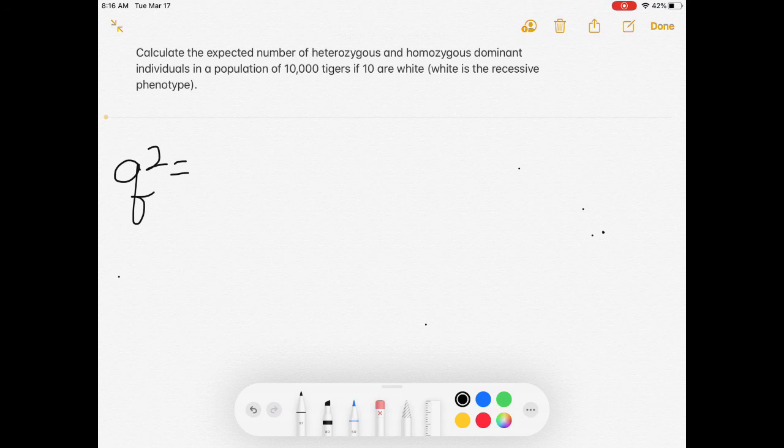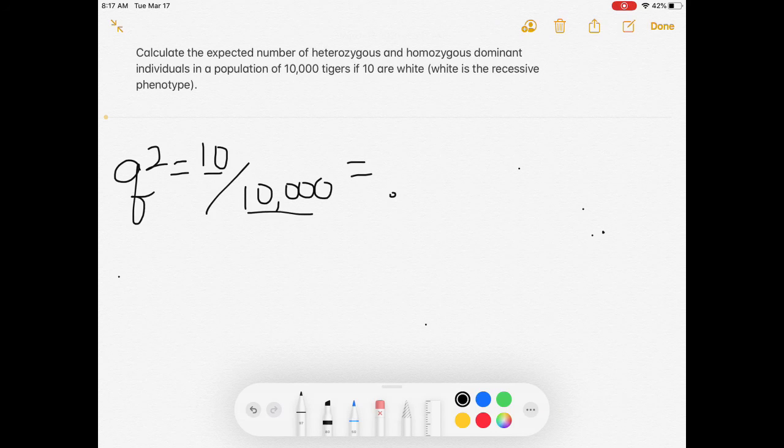Like I said before, q squared must be a decimal, but we don't have any decimals in this problem. So instead, we're going to make these numbers into a decimal. We have 10 tigers, and we have a total population of 10,000. So if we do 10 divided by 10,000, we're going to get that frequency. That's literally all you do. You take the number of the trait you want divided by the total number of alleles or individuals in that population, in this case, and you end up with that frequency.